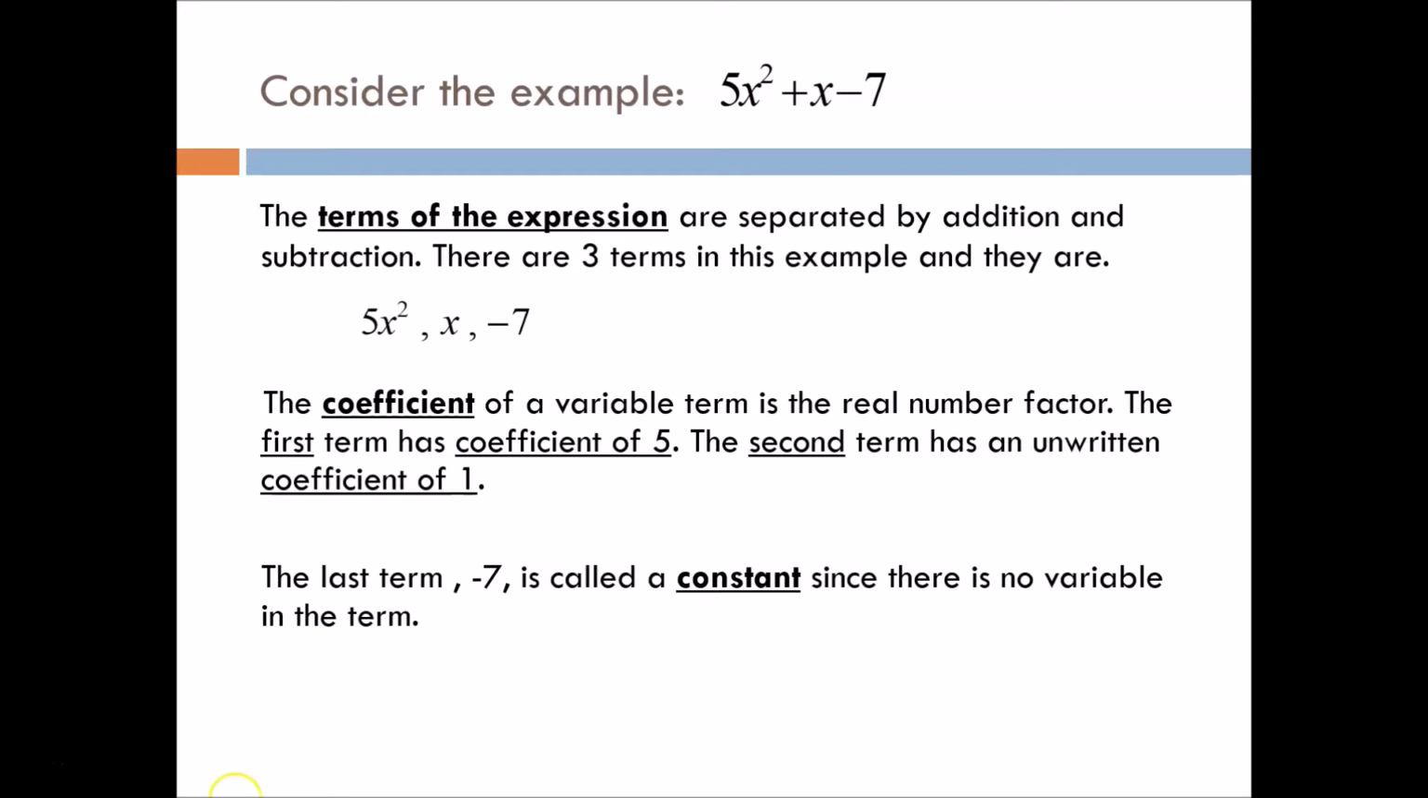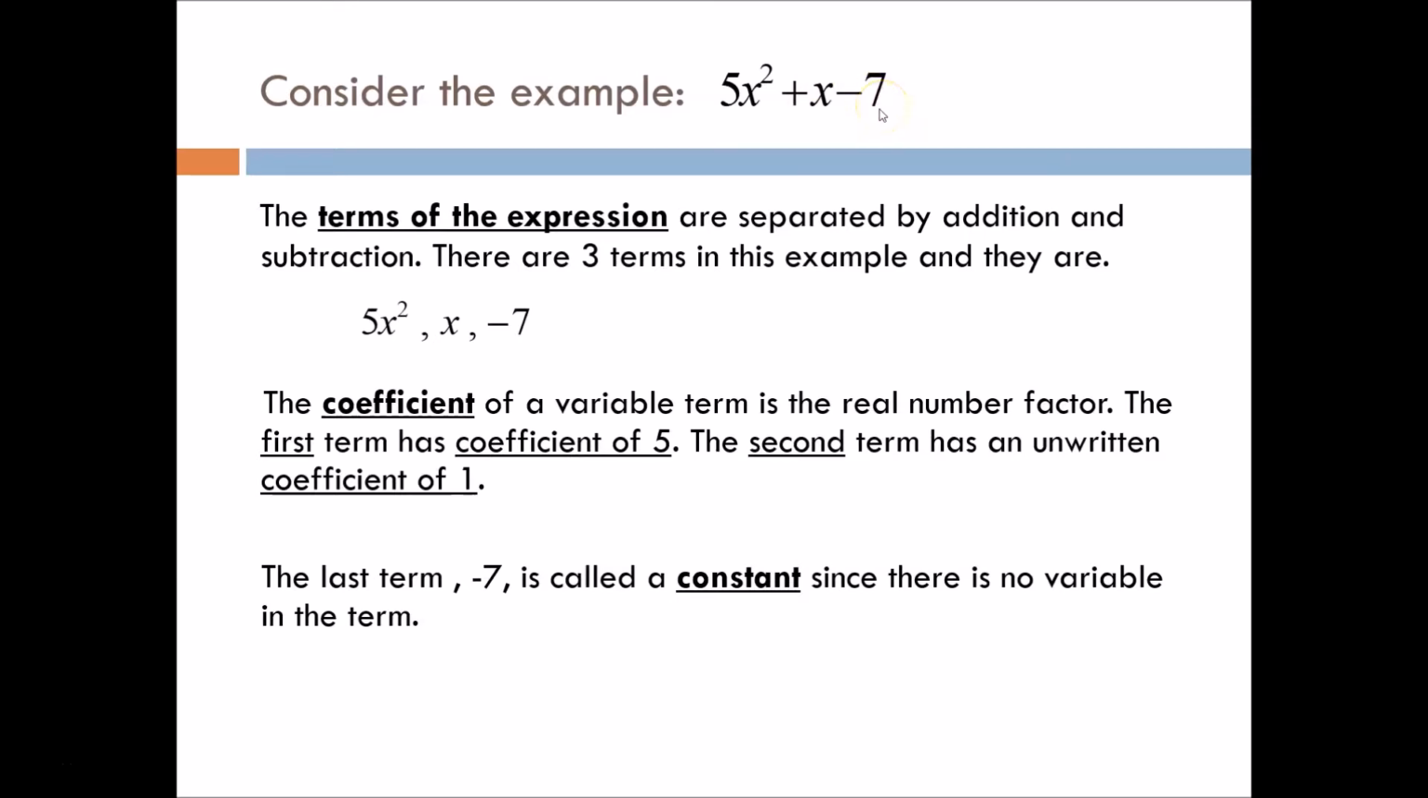Consider the example 5x squared plus x minus 7. This expression has 3 terms: 5x squared, x, and negative 7. How do we know? They are being separated by the operations addition and subtraction. Now, the number in front of the variable is called the coefficient. Most of the time, they are real numbers. They are factors. Okay? Now, the first term here has a coefficient 5. The second term, you don't see any number, so it means there is a 1 in front of x, okay?